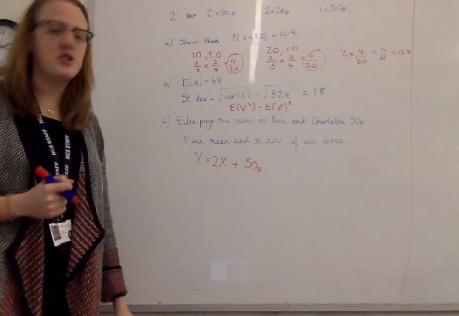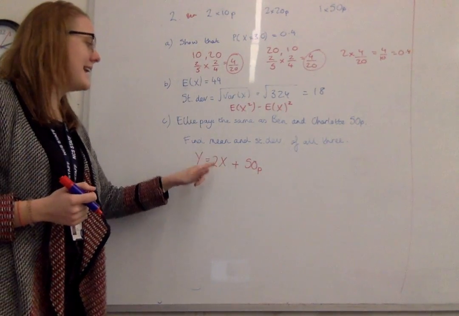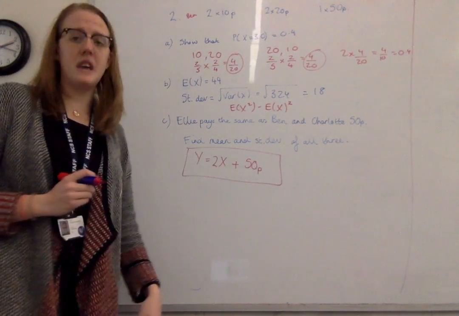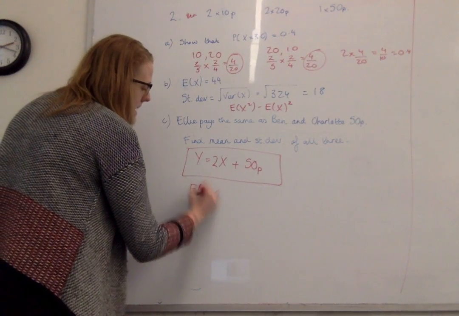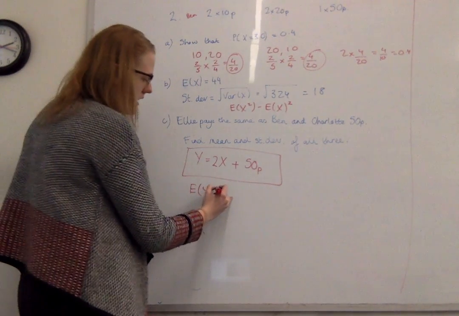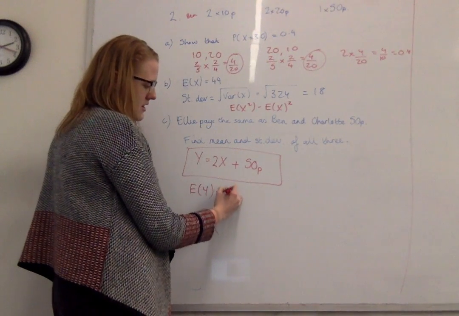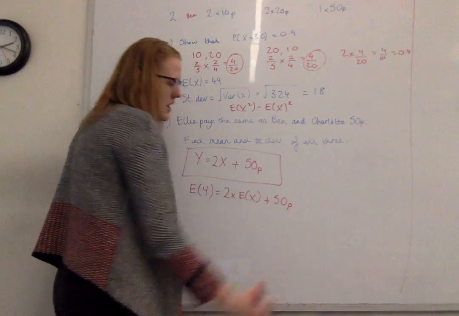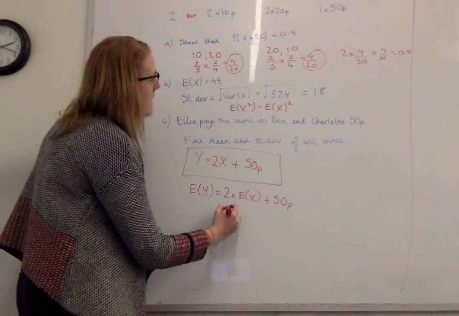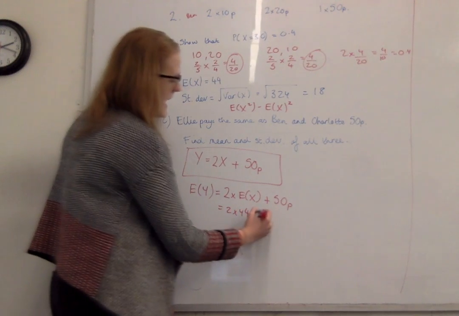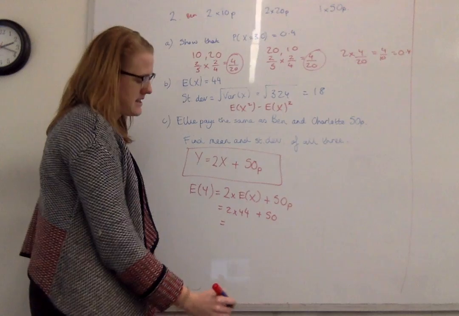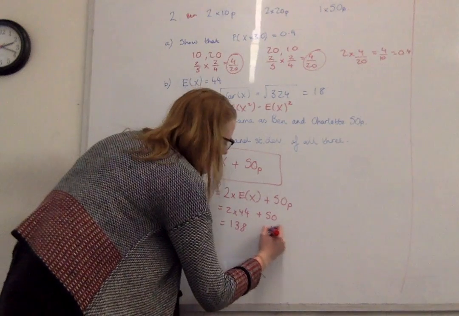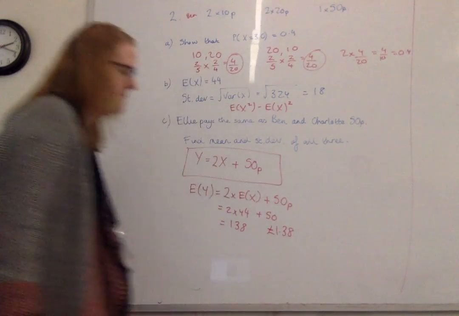That's the only thing that's going to change. Charlotte will always pay 50p and Ellie will always pay the same as Ben. Now I've got a situation which is essentially coding. So if I wanted to work out the mean of the total contributions, I can do 2 lots of the mean of Ben's contribution, add 50p, through my knowledge of coding. So 2 times 44, add 50, gives 88 plus 50, 138, or £1.38 if we want to put it like that.